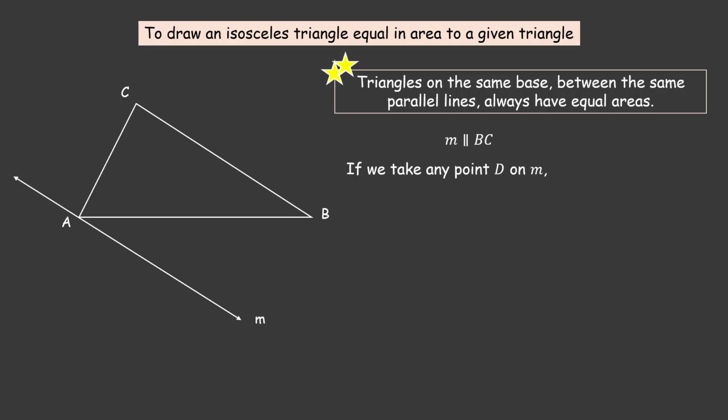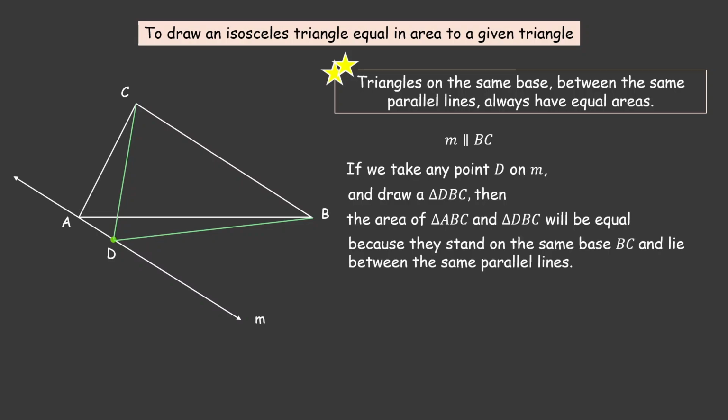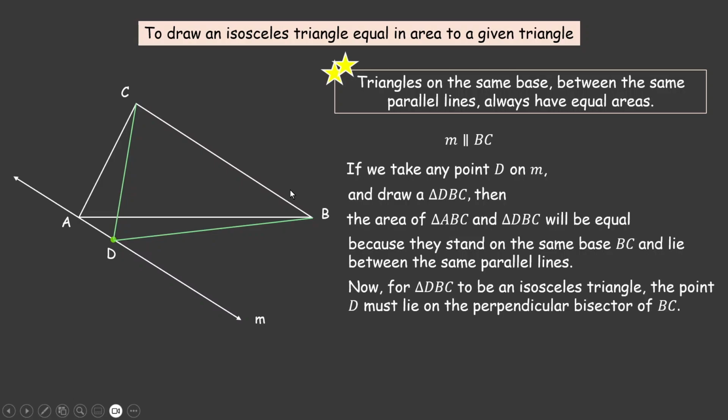Now, if you take any point D on M and draw a triangle DBC, then the area of triangle ABC and DBC will be equal because they stand on the same base BC and lie between the same parallel lines. But for triangle DBC to be an isosceles triangle, the point D must lie on the perpendicular bisector of BC. This is the perpendicular bisector of BC.